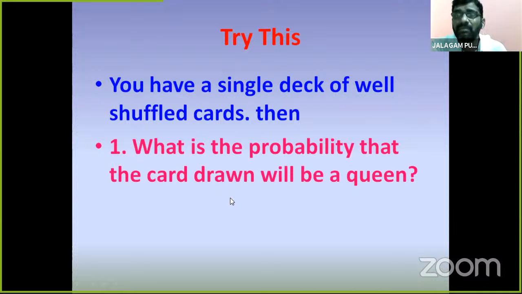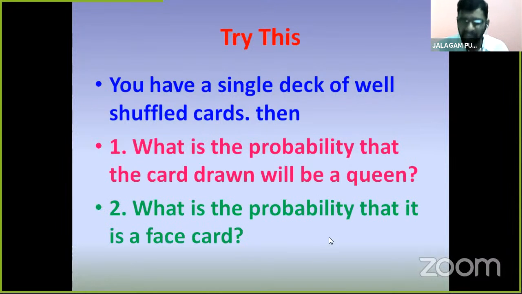So here we find the probability that the card drawn will be a queen. I will give you a hint: how many favorable outcomes are there for queen? Next, what is the total number of possible outcomes? Yes, that's why we divide favorable outcomes by possible outcomes. You must do this one, children; write it down in your notes and do it.